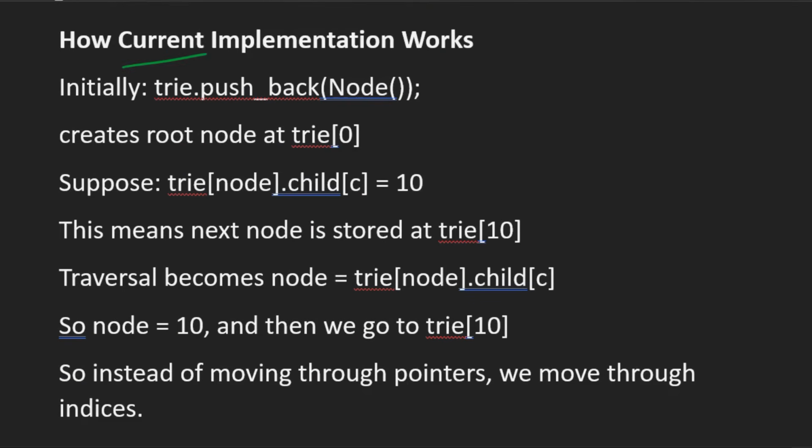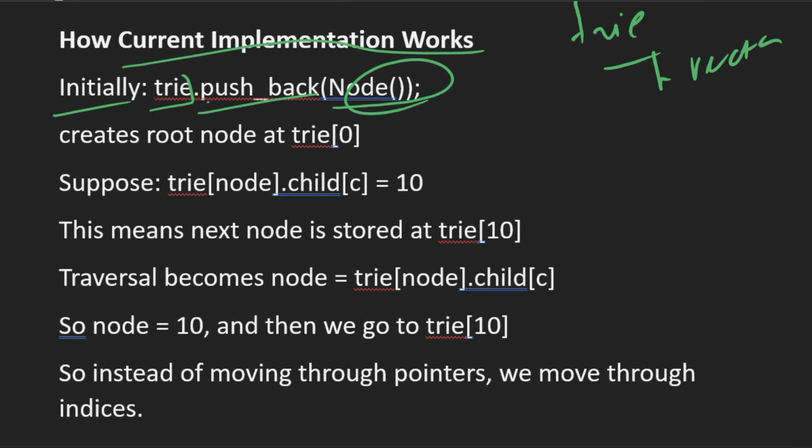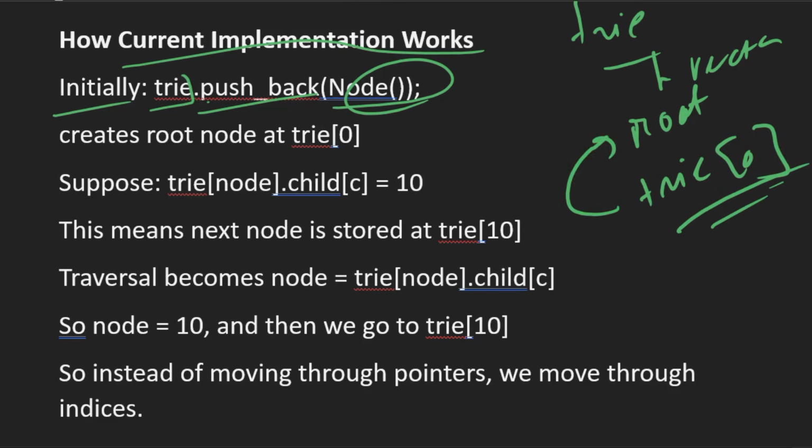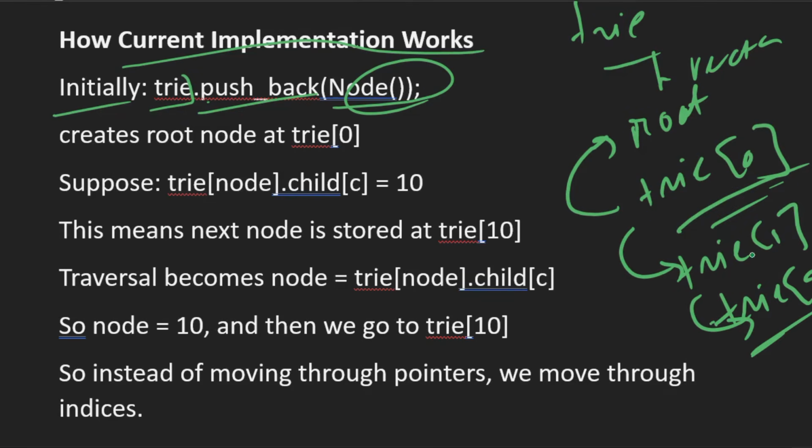And now see how our current implementation will work. Basically, initially we have trie as a vector, so we push a new node in that vector. So our root node will be trie of 0, right? Trie of 0 is the root node. The next node created will be trie of 1. Then the next node created will be trie of 2.